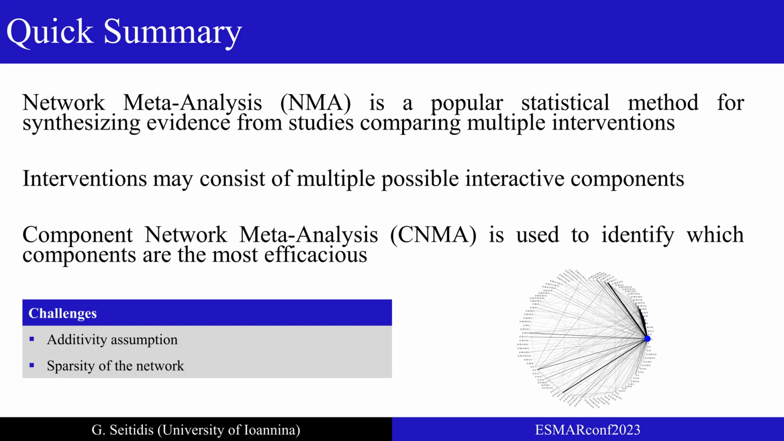To answer this question, component network meta-analysis is commonly used. However, component network meta-analysis assumes additivity for the components' effects in multi-component interventions. This is a strong assumption and sometimes is hard to defend. It is even harder when the network is sparse, and this is because the summary estimates of network meta-analysis are mainly informed by direct evidence and are prone to confounding.